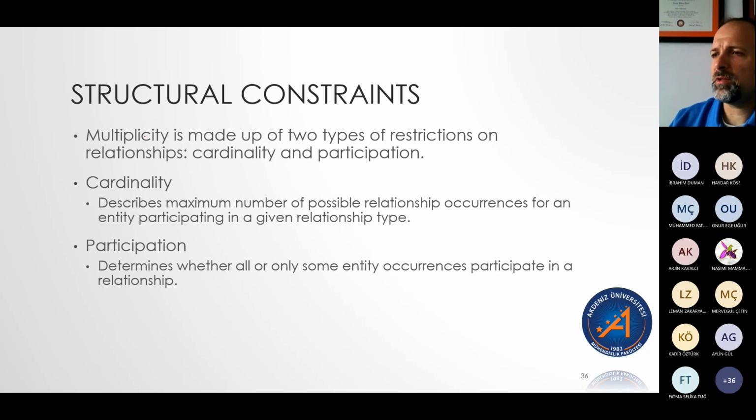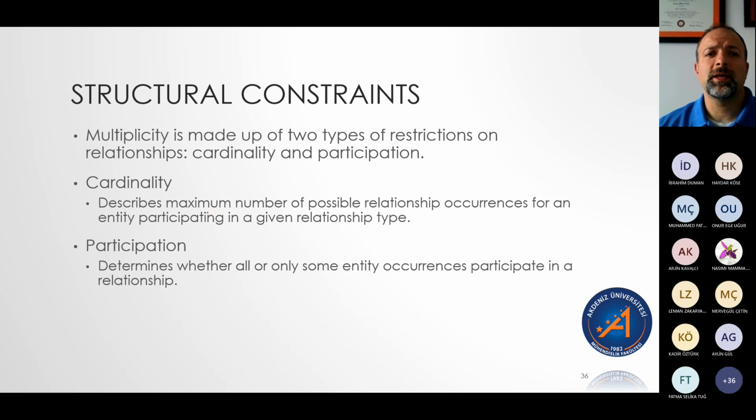Again, multiplicity is made up of 2 types, cardinality and participation. Those are big words. I don't expect you to remember these fancy big words, but cardinality is basically the maximum number. Remember that each part of that relationship is defined by a maximum number and then a minimum number. So 0..1 means the cardinality, the maximum number of relationship occurrences, is 1. The maximum number that can happen is 1.